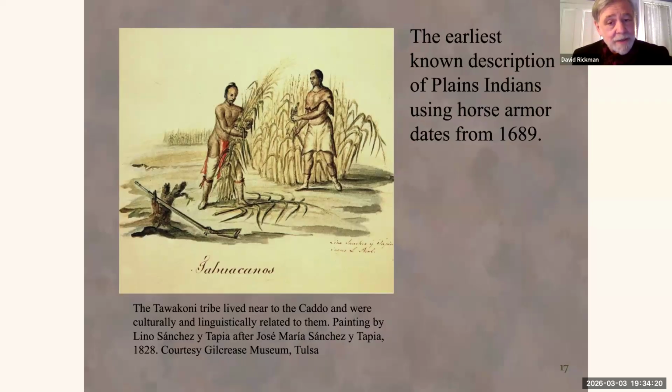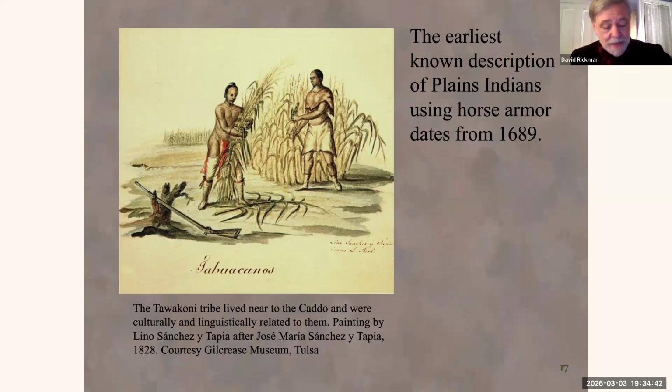This is a painting, not of the Caddo, but of the Tawakoni tribe that were near relatives of theirs. The same artist who painted them in 1828, Lino Sanchez y Tapia, painted the Caddo, but they were wearing French clothing, so it would have been irrelevant. But the Caddo probably looked pretty much like this in 1689.